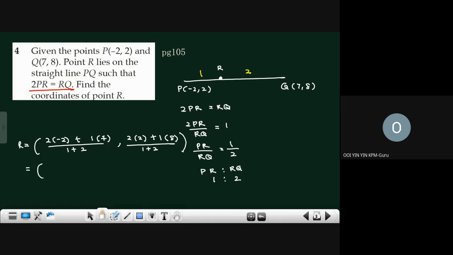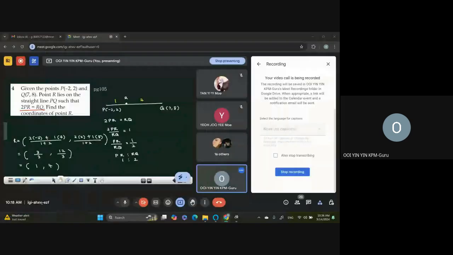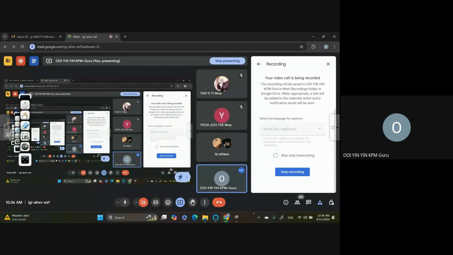Now calculate: negative 4 plus 7 becomes 3, and below, 1 plus 2 is 3. And then here, 4 plus 8 is 12, right? 12 divided by 3. So overall here you get 1, and then 12 divided by 3 you get 4. Your coordinates for R is (1, 4). We are only at the first page, page 105. You can see, an hour is almost done because one example is unfamiliar.